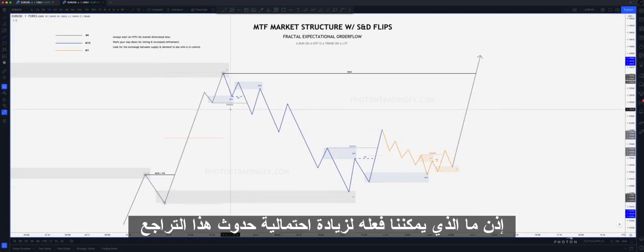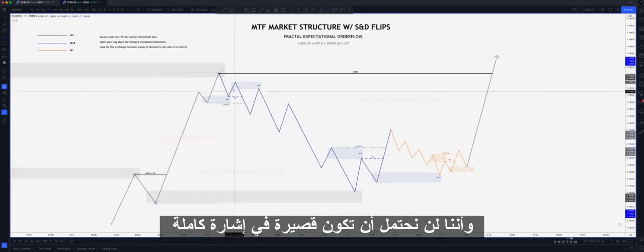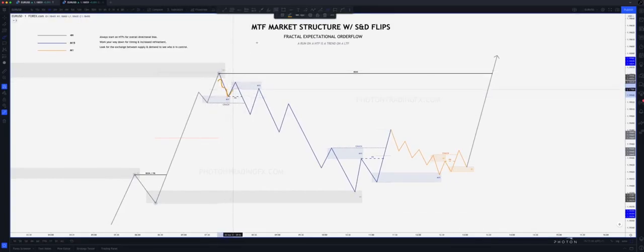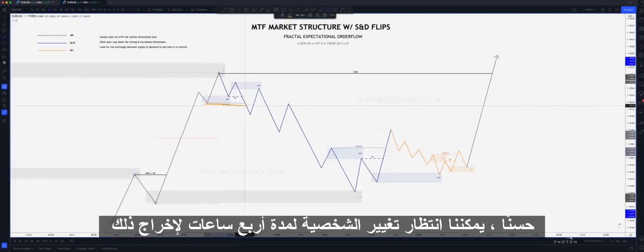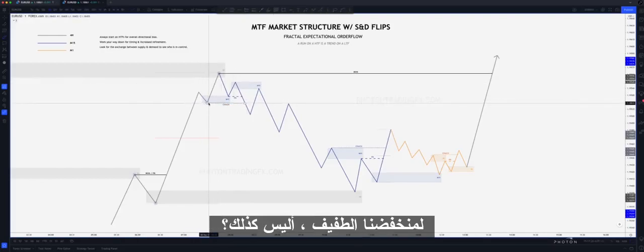So what can we do to increase the probability that this pullback is starting and that we're not going to get potentially short in a fool's signal, because price could easily just pull back, right? And it could keep going up higher. Well, we can wait for a 4-hour change of character to take out that 4-hour minor low, right? What is that 4-hour change of character?